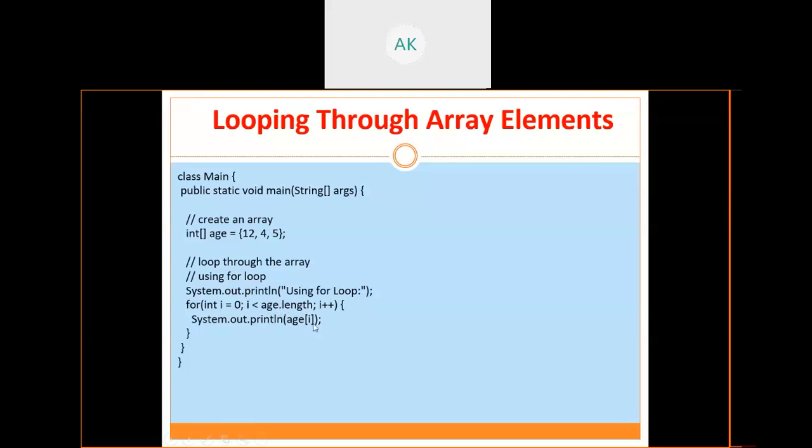Initially i will be equal to 0, so age of 0 will print 12, then it will increment to age of 1 and print 4, then again it will increment and print 5. Likewise, we can print all the values of the array by means of the looping statement as well.